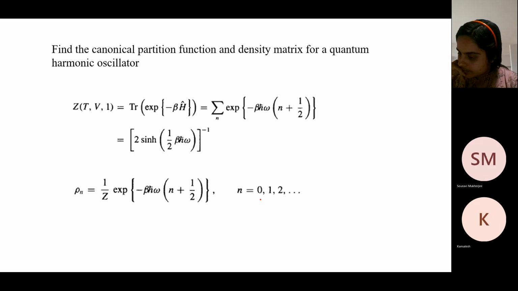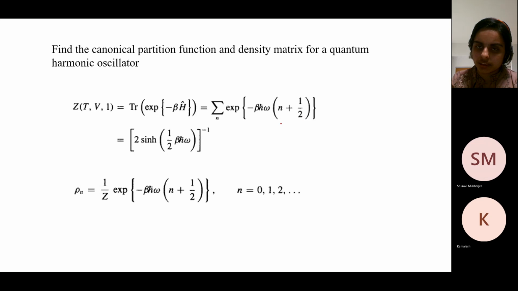Ma'am, I have a doubt. Yes. Ma'am, can you work out the summation from n equal to 0 to infinity of that exponential factor? Yes, this thing.